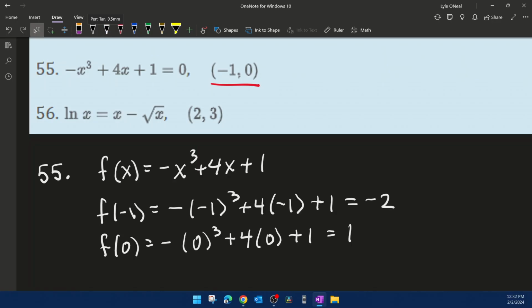And not to bore you with the tedious work, but here are the function values worked out, where we can see that f of -1 produces -2, f of 0 is 1. Those do have opposite signs, and so therefore we can conclude, yes, there will be a solution on this interval based on the intermediate value theorem.